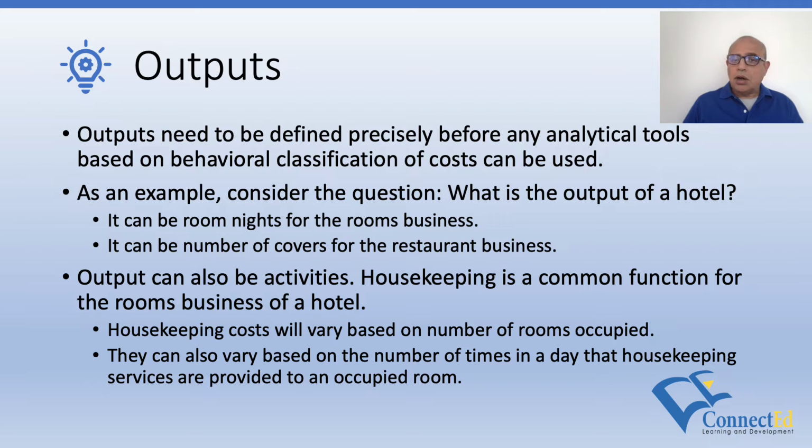And output can also be intermediate activities. So, for example, housekeeping is an activity to provide room service. So, housekeeping costs, how will they vary? Well, they may vary with room nights. If a room is occupied, you're going to do housekeeping. If the room is not occupied, you're not going to do housekeeping.